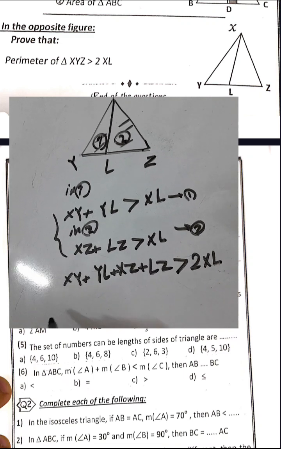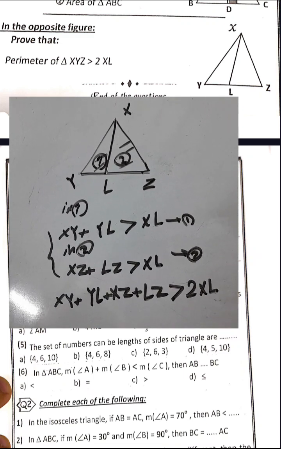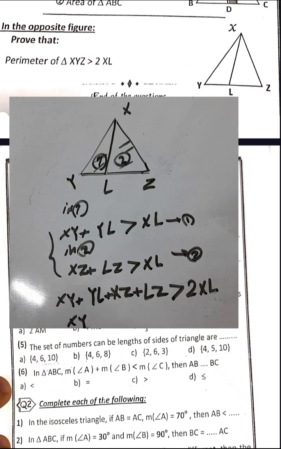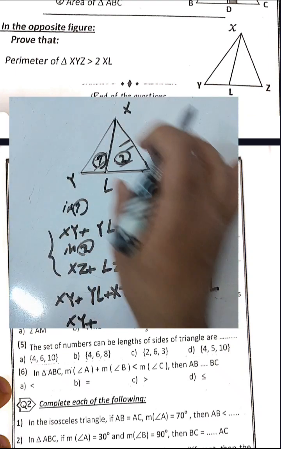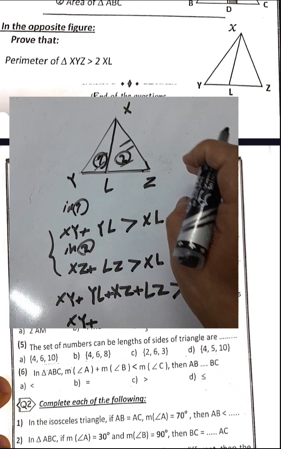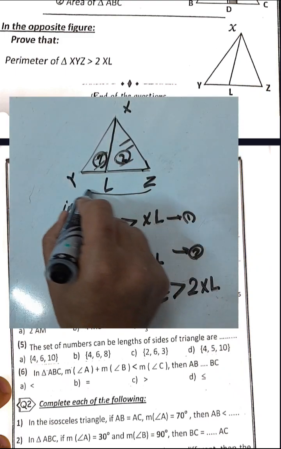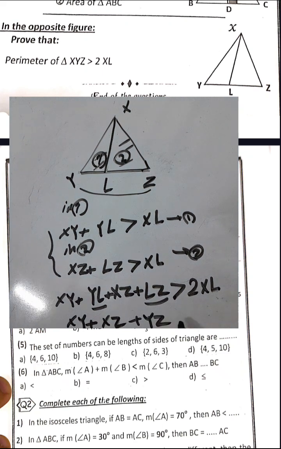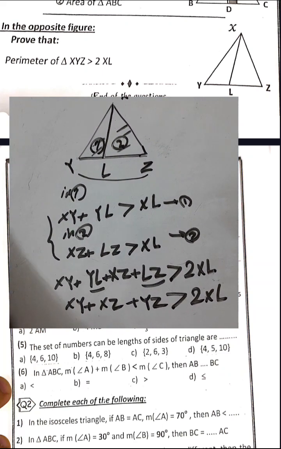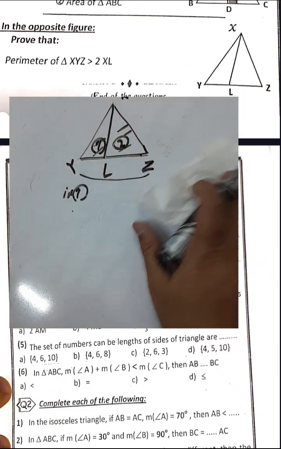Then you can write XY plus XZ and LZ and LY. You can add them to get the perimeter greater than twice XL. Okay, it's the correct answer because this question is true.